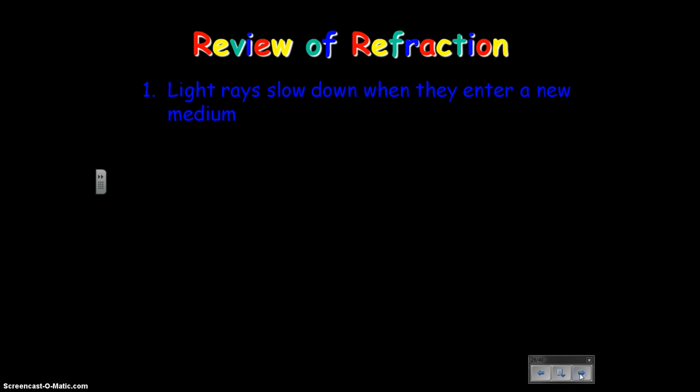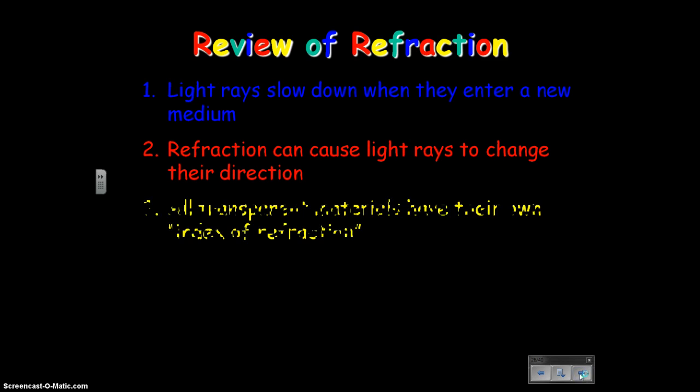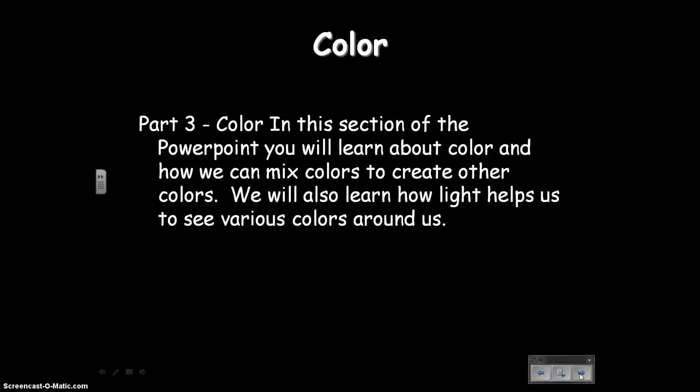Okay, so a quick review of refraction. Light rays slow down when they enter something new, like a new medium. Refraction can cause light rays to change their direction. All transparent materials have their own index of refraction. Light is refracted when it passes through lenses and creates images.